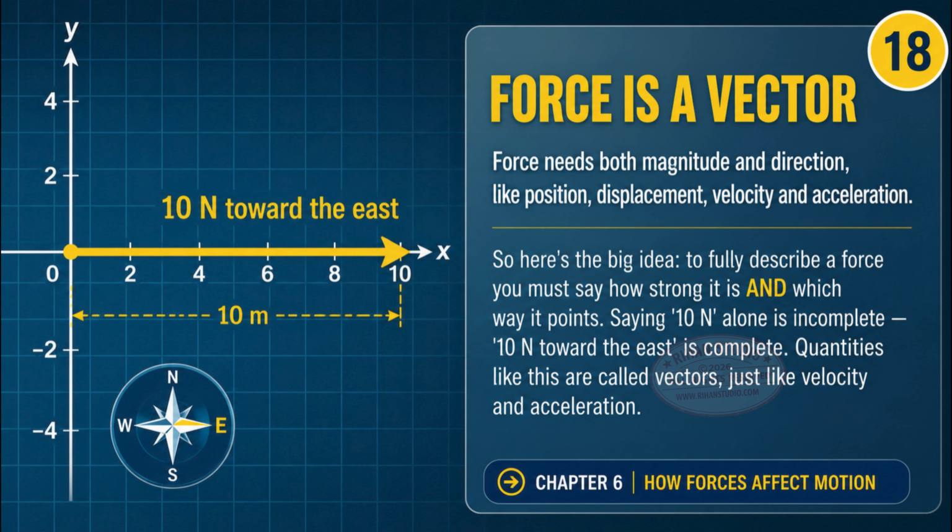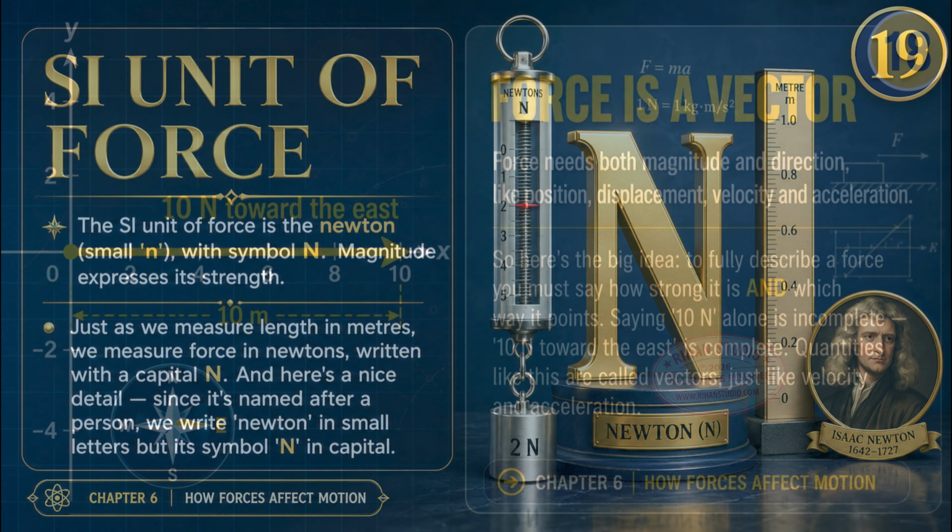Force is a vector. So here's the big idea. To fully describe a force, you must say how strong it is and which way it points. Saying 10 newtons alone is incomplete. 10 newtons toward the east is complete. Quantities like this are called vectors, just like velocity and acceleration.